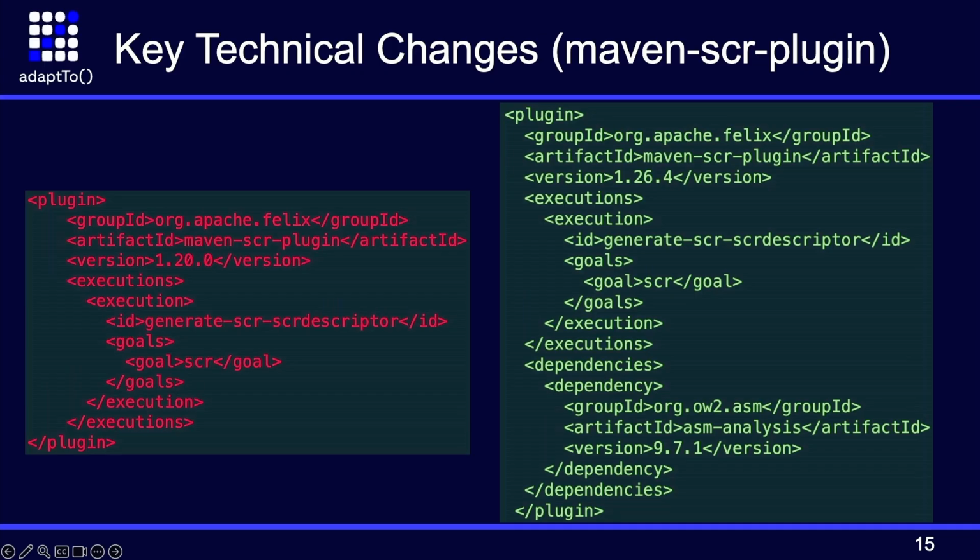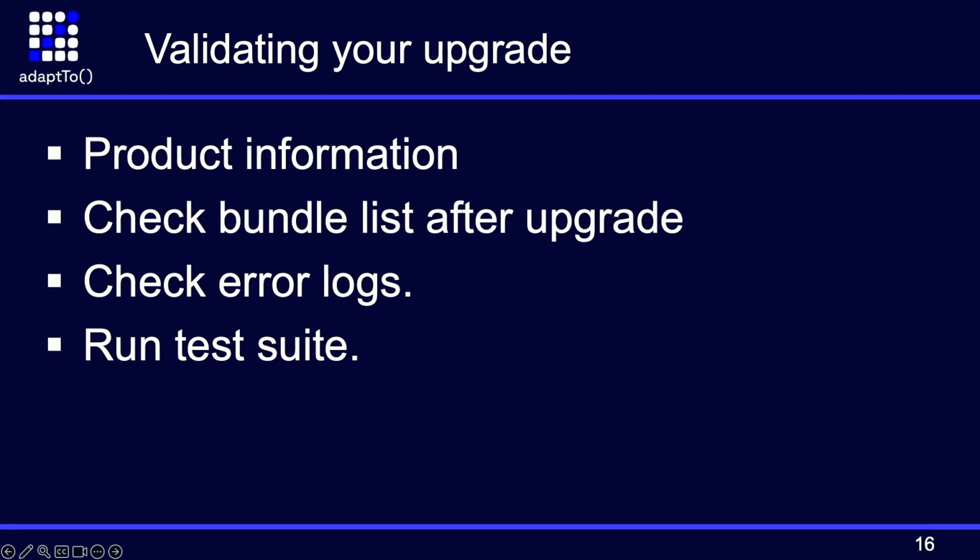You would need to add the ASM analysis dependency in your Maven SCR plugin. On the left side, the red one, you can see the dependency for AEM 6.5, and the green block on the right is the new Maven SCR plugin configuration for AEM 6.5 LTS.